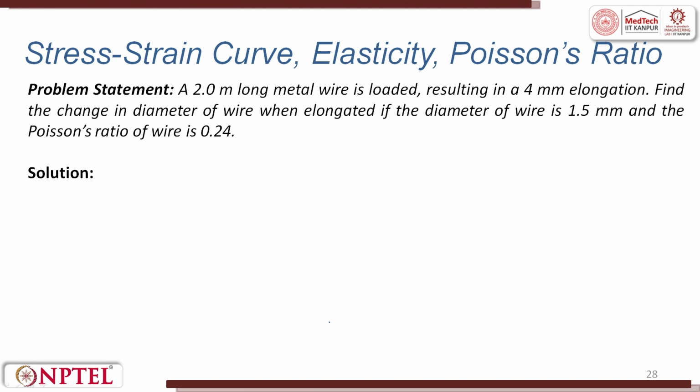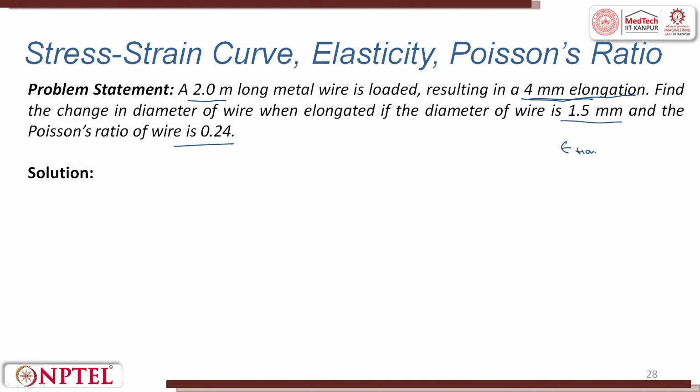Right? These kinds of problem statements keep coming when we try to talk about stress, strain curve or elasticity. We will also try to solve something in Poisson ratio now. In Poisson ratio you see this numerical statement: a 2.0 m long metal wire is loaded, resulting in a 4 millimeter elongation. Find the change in diameter of wire when elongated if diameter of wire is 1.5 millimeter and Poisson ratio of wire is 0.24.